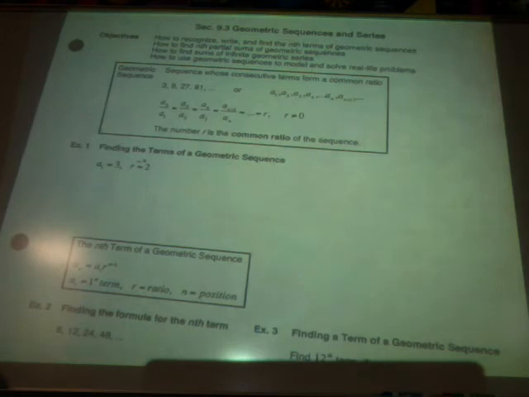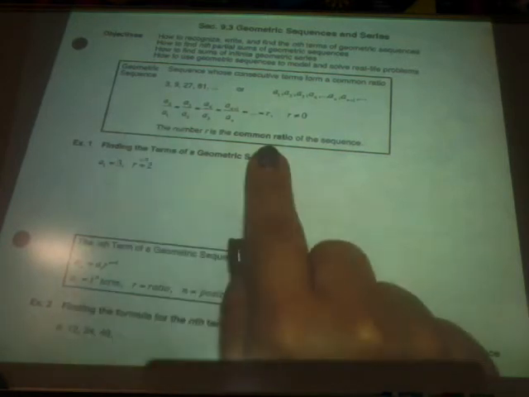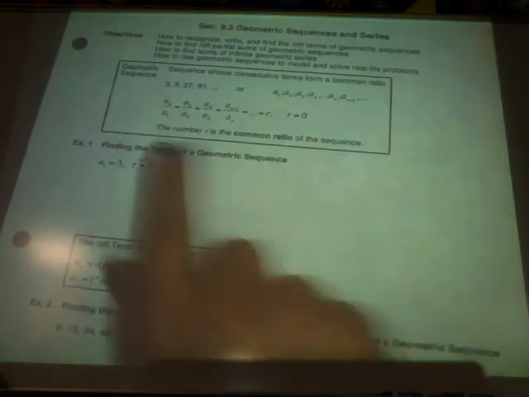Okay? So we have a sequence here, 3, 9, 27, and 81. To go from 3 to 9, would you multiply by 3 or divide by 3? 3 times 3, I'd have to multiply, wouldn't I? So my common ratio would be just 3. So r would be 3. a sub 1 would be 3. Okay?